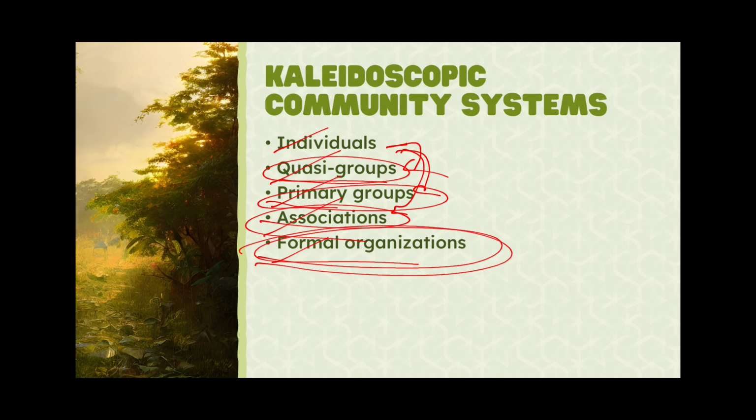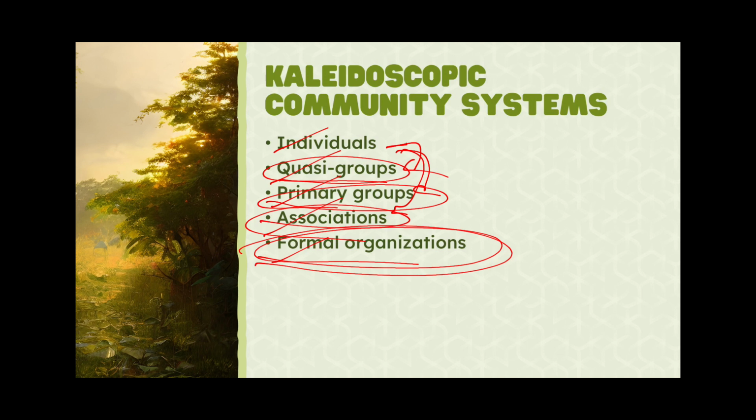So, in a community, you expect to find individuals, quasi-groups, primary groups, associations, and formal organizations as well. And sometimes, when a quasi-group's interest is really a struggle that needs to be addressed, the goal of a community organizer and their team is to make that less contingent, more permanent, more organized.